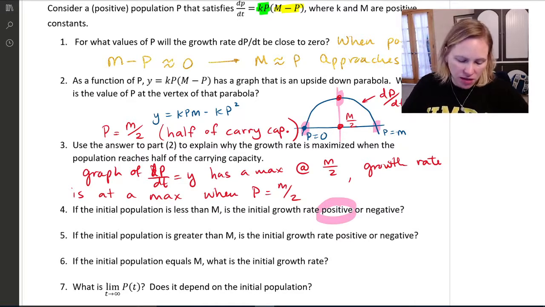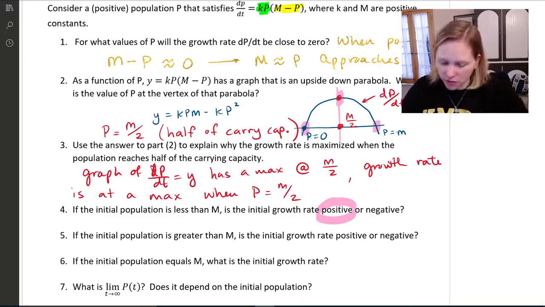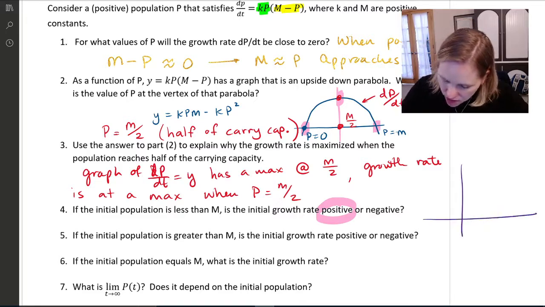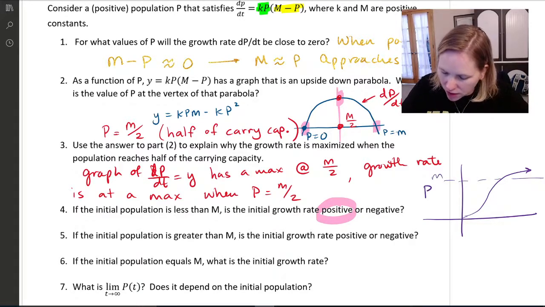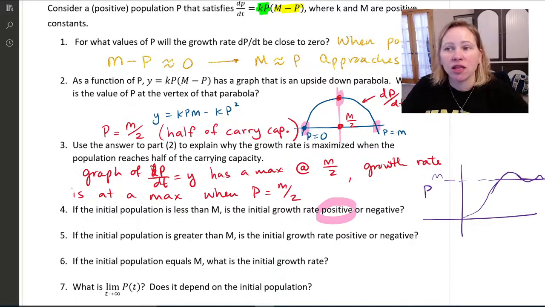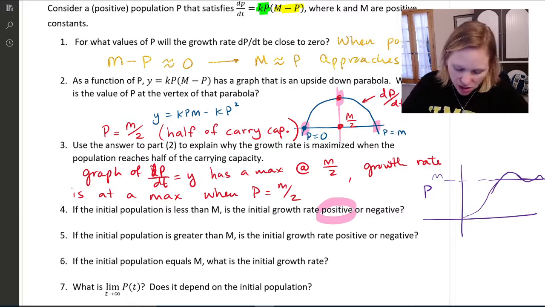So that means that when I look at my logistic growth curve, so again, this is dp dt, this is p. The population goes up and then levels out. Well, as long as I'm below m, I'm growing. If I go above m, then I'm going to come back down, and I might hug it a little bit. So if I'm above m, I'm going to have a negative growth rate. That means I'm going to come down. I need to slow down.